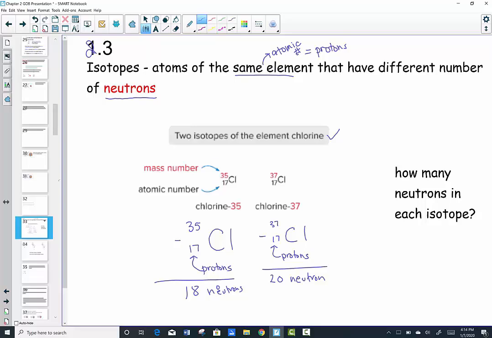It does not change the chemical property, the physical property, or the interaction of atoms in any way, shape, or form by varying the number of neutrons. It just weighs a little heavier with more neutrons. So two different isotopes are found in nature for the element chlorine.